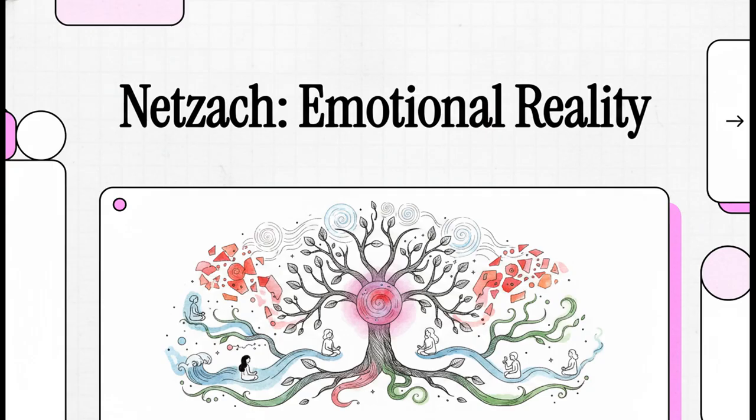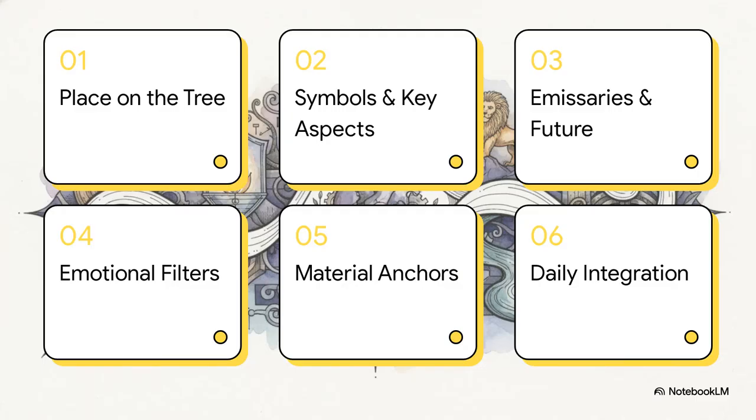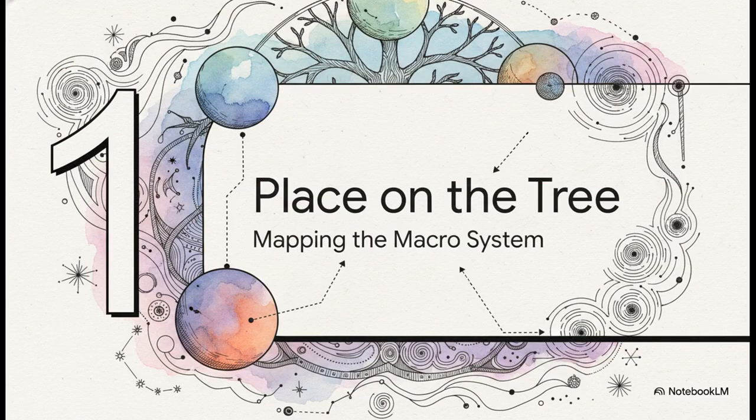We're looking at how Netzach acts as the ultimate master of emotional reality. And honestly, understanding its mechanics can completely shift the way you process your everyday experiences. So here's our game plan for this explainer. We'll start with Netzach's place on the tree, cover its symbols and key aspects, and then get into the emissaries, basically managing the branches of your future. After that, we'll hit emotional filters, material anchors, and practice, and finally, how to actually integrate all of this into your daily life.